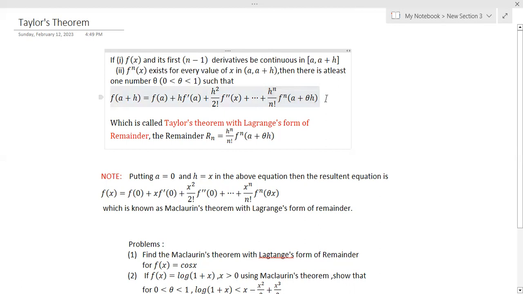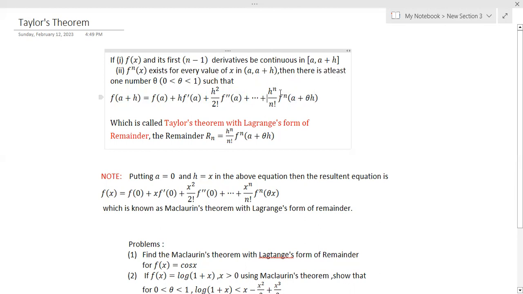We will see that later. First, listen to this. The formula is f of a plus h into f dash a, plus h square by 2 factorial into f double dash a. Next term is h cube by 3 factorial into f triple dash a, and so on, up to h power n minus 1 by n minus 1 factorial into the n minus 1th derivative at a. But the nth term is only at the point a plus theta h. Previous terms are all at a; only the last term is at a plus theta h.